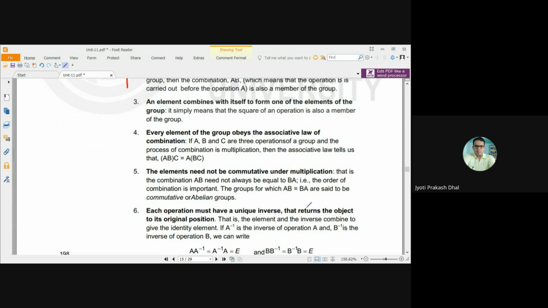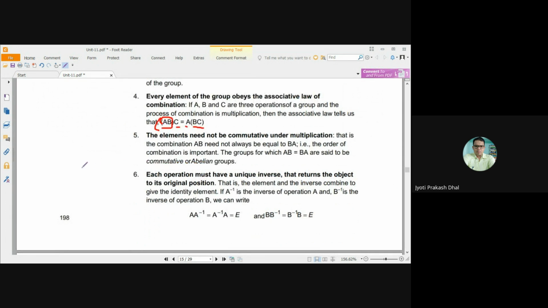That means if A, B, and C are the three operations I've discussed in the earlier part, then they should follow the associative law. That is, (AB)C gives rise to A(BC). Here, A and B will be operated first, and after that C. In a similar way, B and C will be operated first, and after that A.